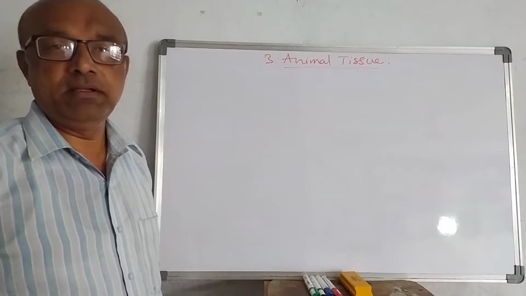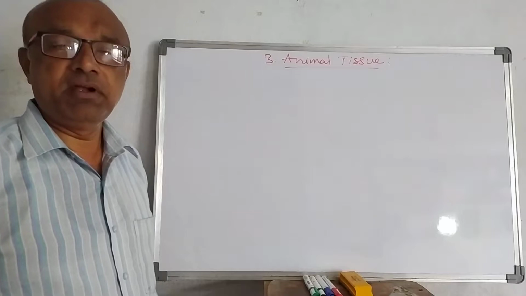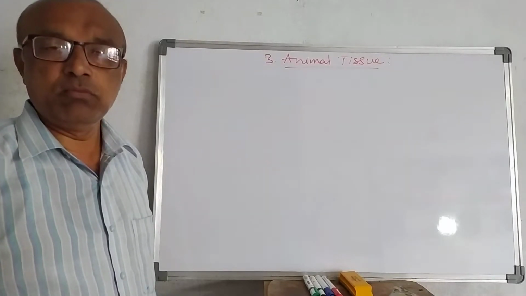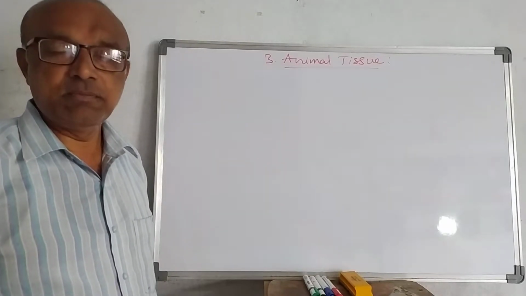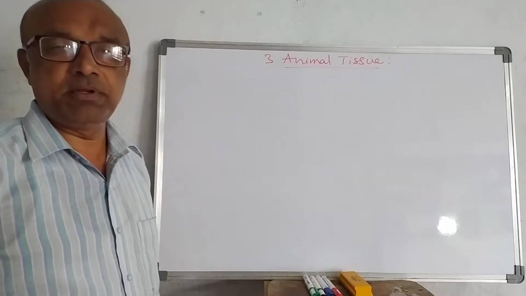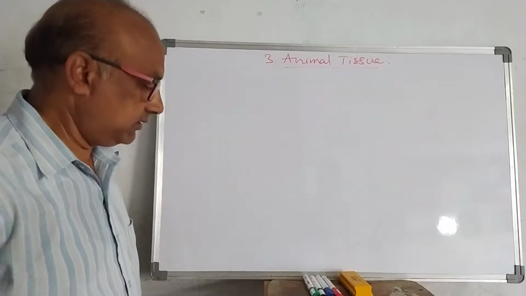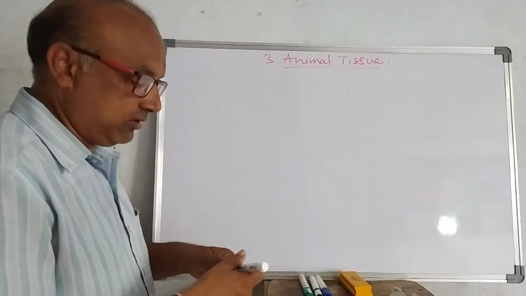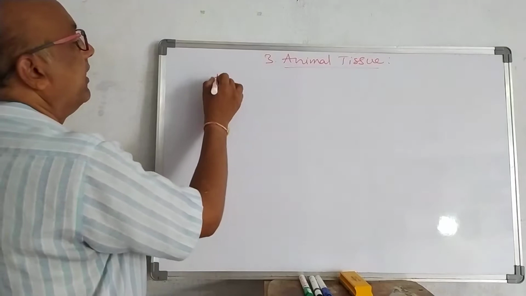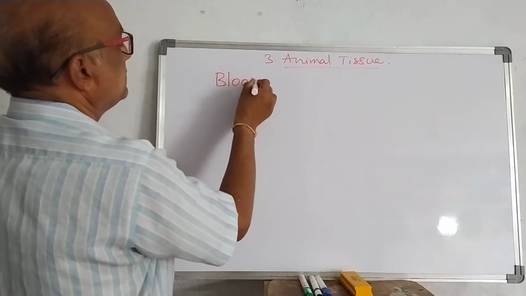I am very happy to be in front of you again to explain one more topic in 9th class biology, the third chapter named animal tissues. In that I am going to explain about the blood cells.